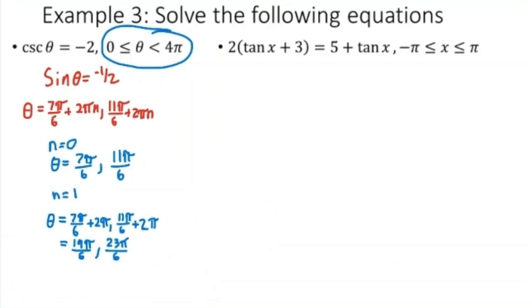Well, if I make n equals 2, 2 pi n would become 4 pi because 2 times 2 is 4. Well, I'm adding 4 pi to a value that's already positive, which means my sum would be bigger than 4 pi, which is outside of my interval. And the same thing goes if I pick n equals 3, 4, or anything larger than 1. I'm going to be adding a value to my angles that is bigger than 4 pi.